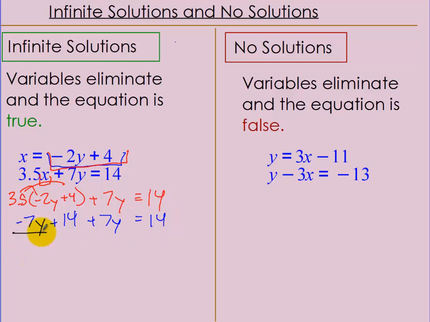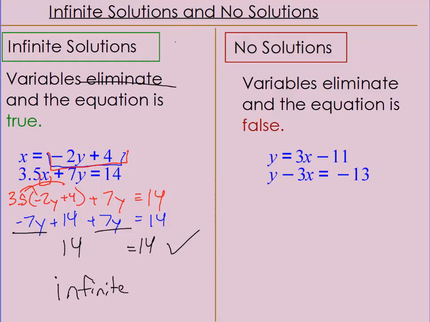That negative 7y and positive 7y combine. Those actually cancel each other out because negative 7 plus 7 is 0y. So all you're left with is 14 equals 14. So the y's eliminated, and 14 does equal 14. That's true. So now we have infinite solutions.